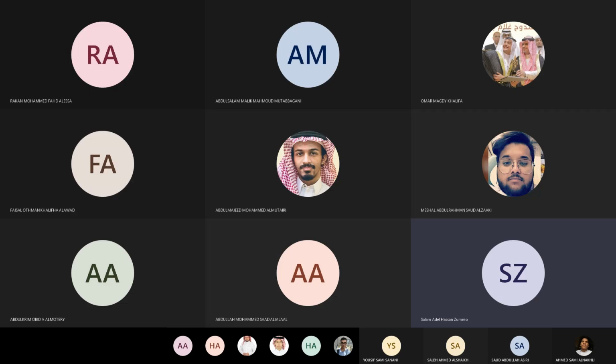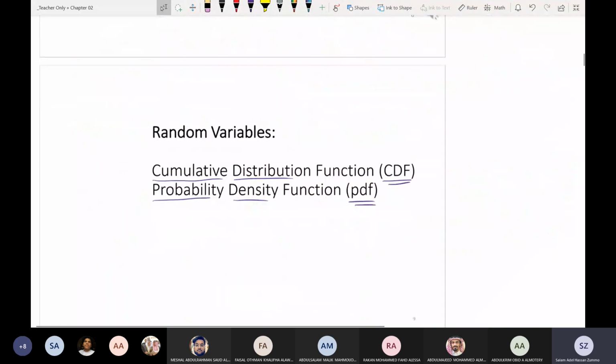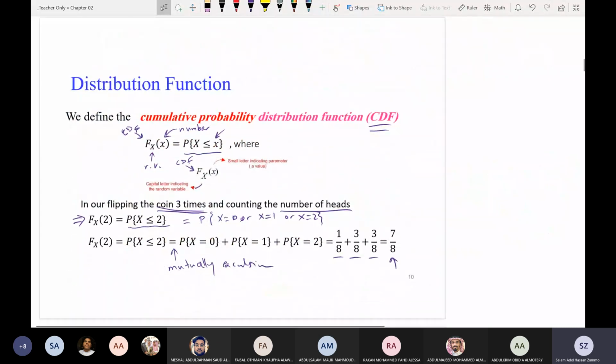The objective is to talk about and discuss the distribution functions, mainly the cumulative distribution function and the probability density function, PDF. We'll start with the cumulative distribution function, or for short, they call it distribution function, or CDF.